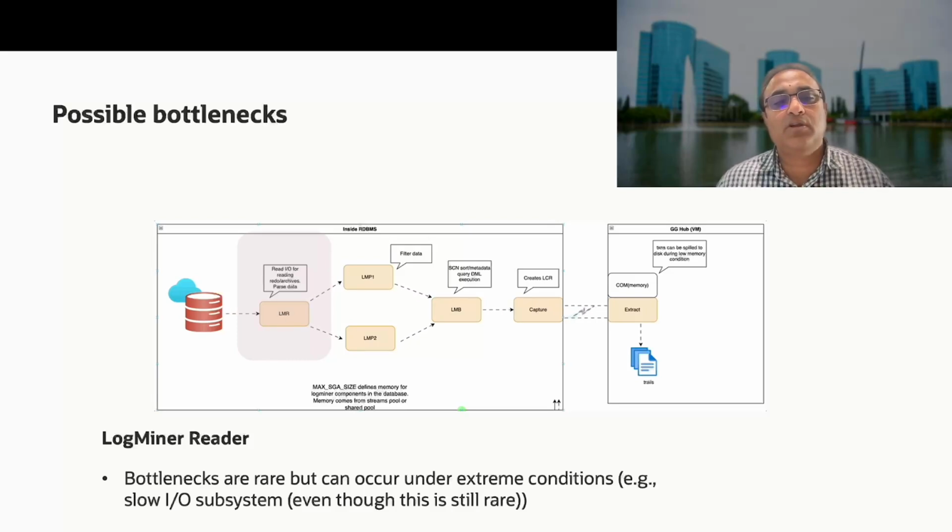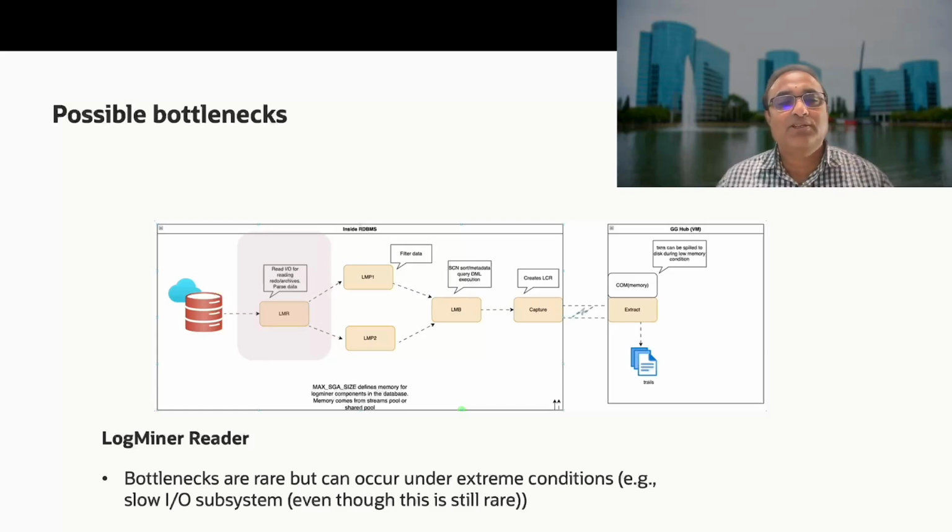If this process, LogMiner reader, is IO bound, you will see the entire pipeline slow down because this is the first component in the pipeline. If this component is struggling, the other components will not get data in time, right? So the whole pipeline will slow down. But the question is, is it realistic? Extremely unrealistic, because nobody keeps their redo and archive in a slow IO subsystem. Forget GoldenGate. If you are keeping your redo and archive for a database in a slow IO subsystem, the database itself will run slow, right? So it's not a very realistic example. I just wanted to explain the impact of a bottleneck.